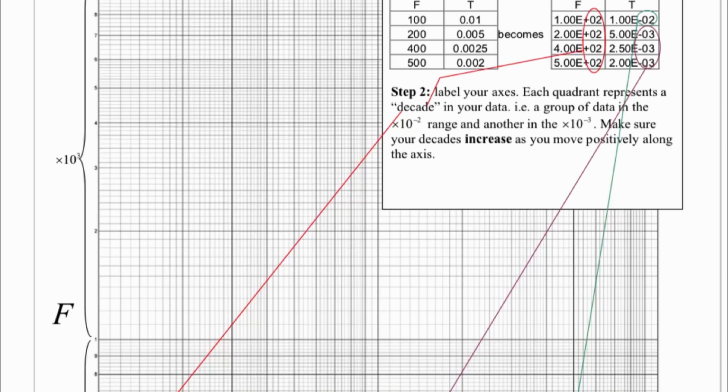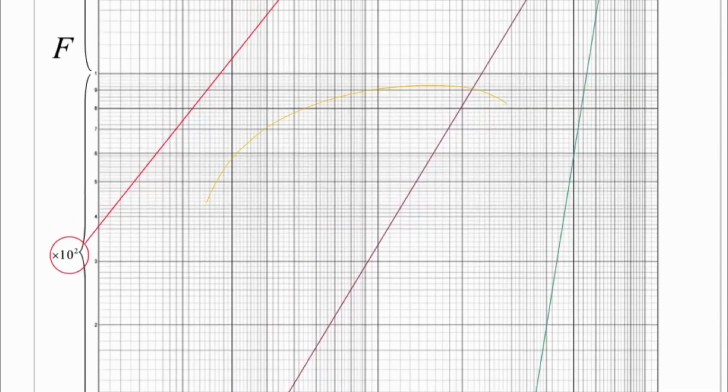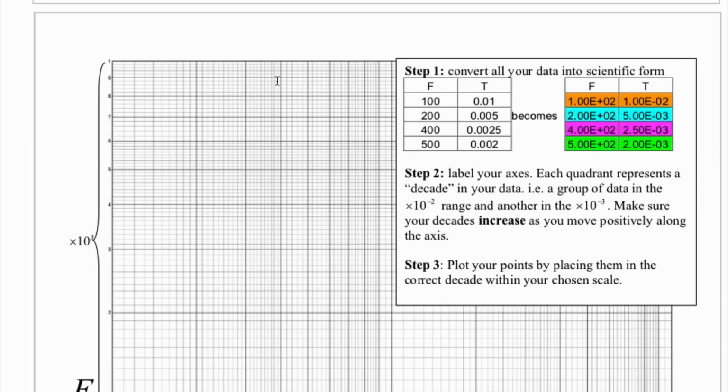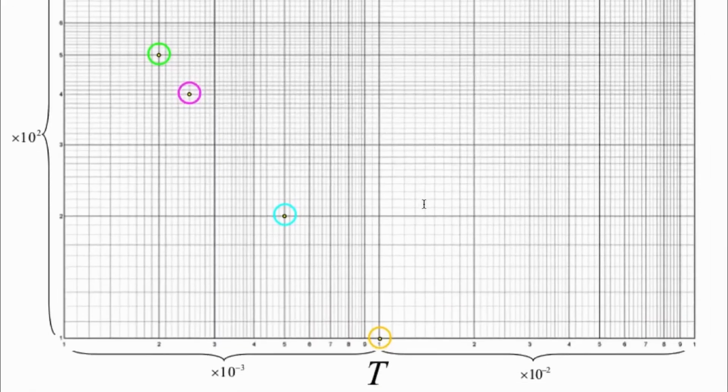So this up here would be times 10 to the 3, and that would be your thousands, but we don't have any data in the thousands. So this will be empty here. All the activity is going to happen in these 2 quadrants here. So the next step is plotting the points. To make this easier, I'm going to copy this chart and paste it down here so we can see it.